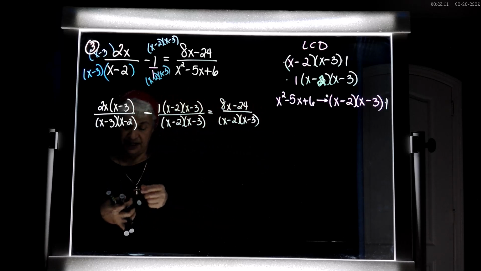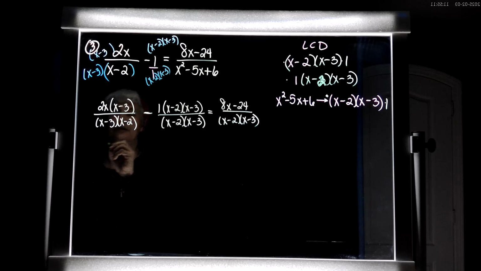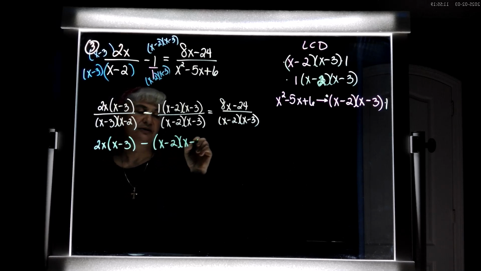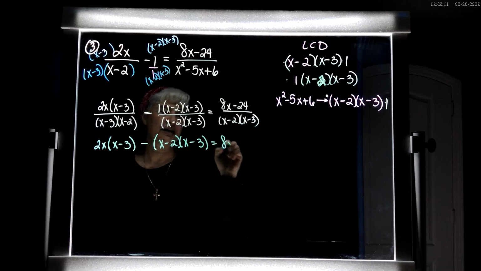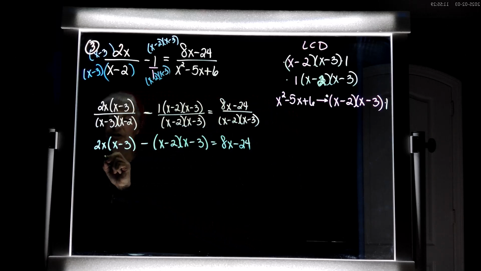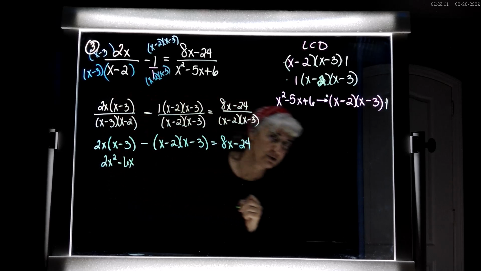So let's look. This means we have 2x times x minus 3, minus the quantity of x minus 2 times x minus 3, equals 8x minus 24. Looks like we have some multiplying to do. Distribution. 2x squared minus 6x. Good with that?